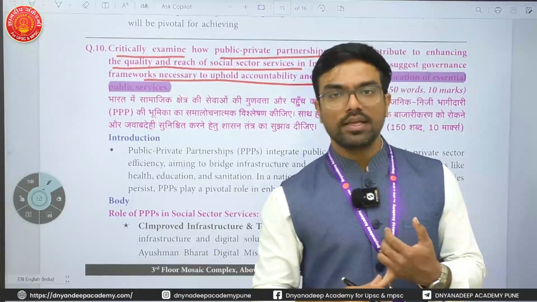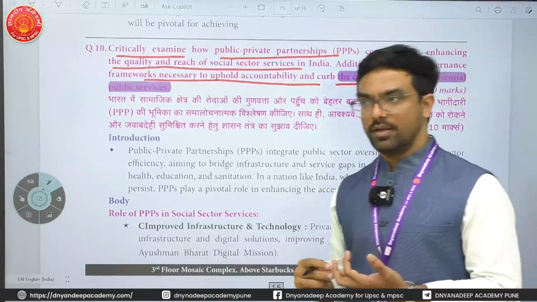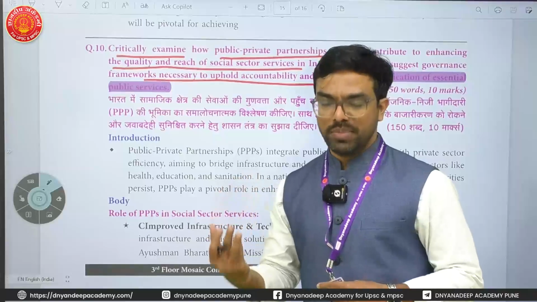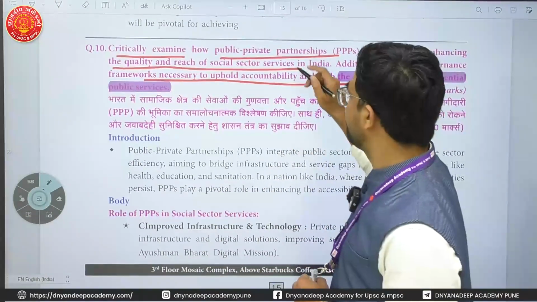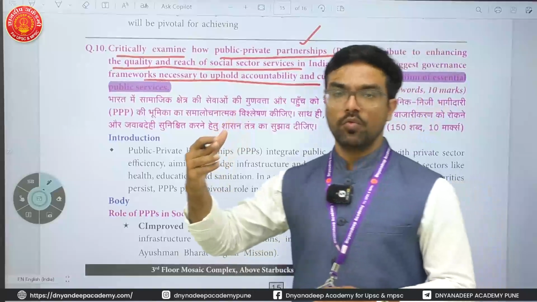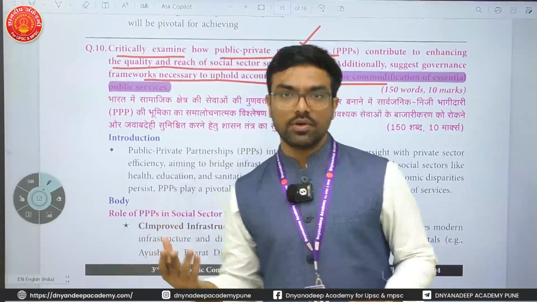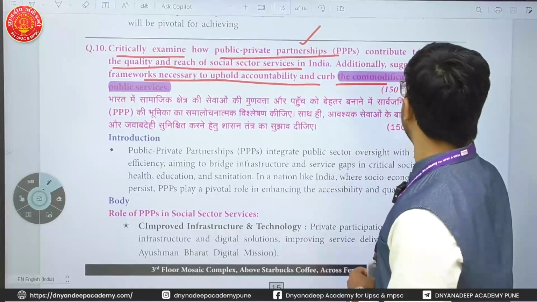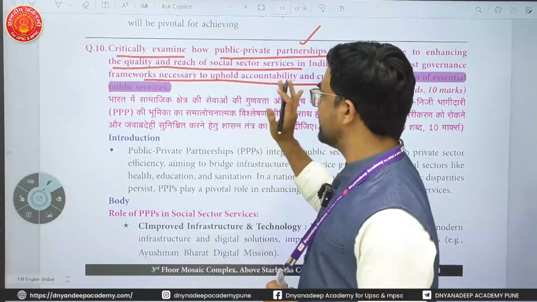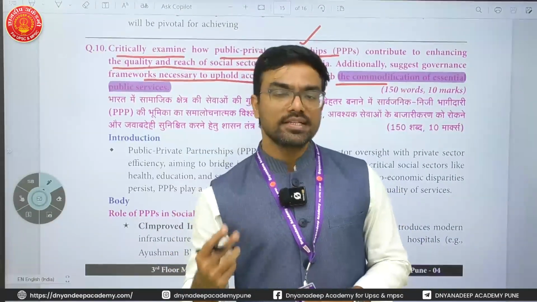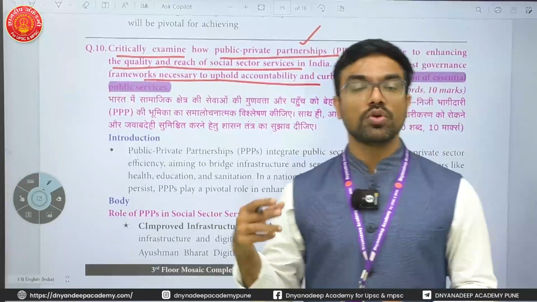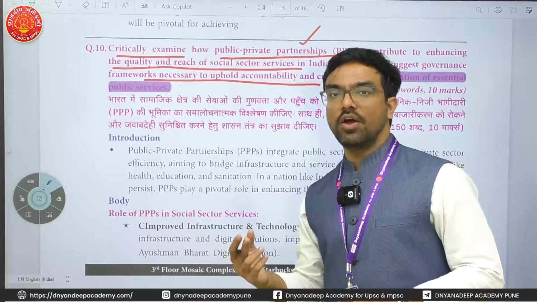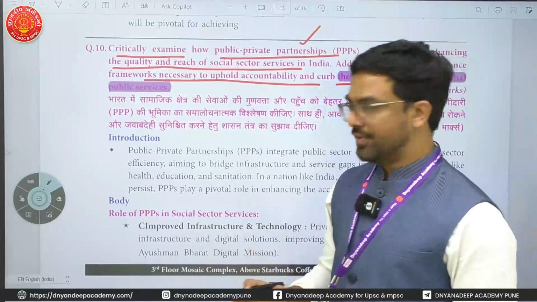So basically, we know that to ensure services are delivered to the last mile, the government doesn't have enough resources, right? So we have to take help of public-private partnerships, of the private sector, which has more resources and more advanced technology. So the question is asking about the role of public-private partnerships in enhancing quality and reach of social sector services. At the same time, it is asking what the mechanism should be to control or curb these PPPs, and to prevent commodification or marketization of these essential public services, right?